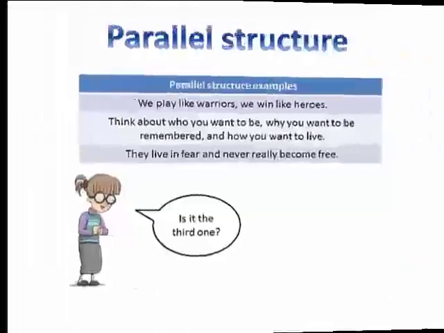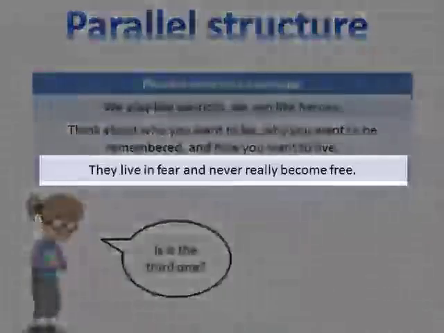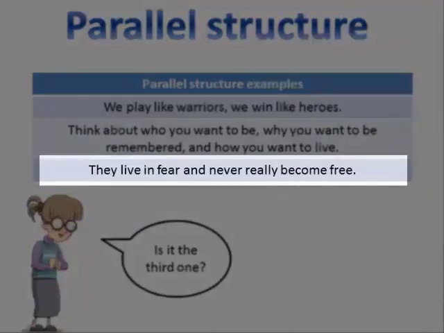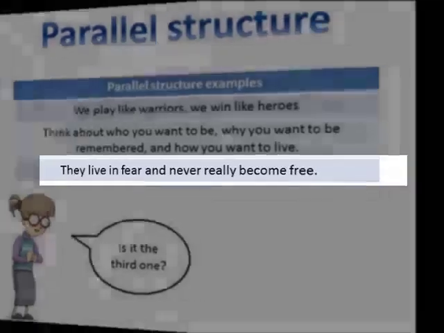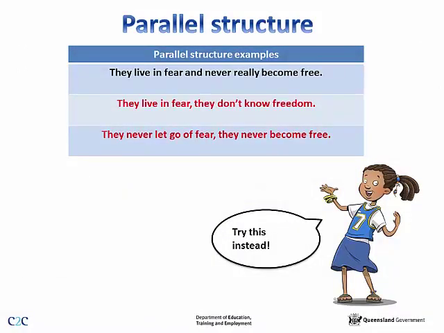Look at the following examples and see if you can pick the one that is not an example of parallel structure. The first 2 examples are examples of parallel structure, but the third is not. No element in the sentence has the same function or expresses a similar idea, but in the first 2 examples they do. How could we change the third sentence to use parallel structure? How about, they live in fear, they don't know freedom. Or, they never let go of fear, they never become free.